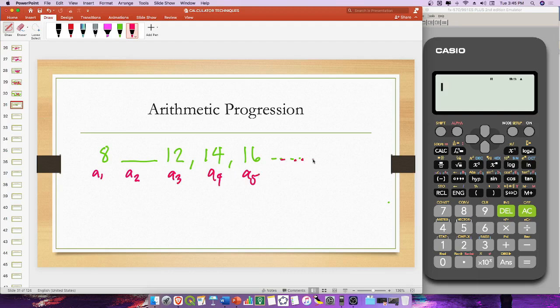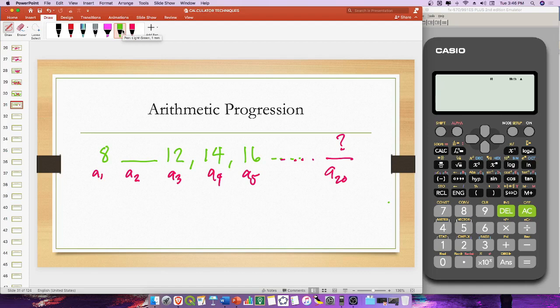So let's say I have 20 terms here. We don't know that term, the 20th term. We can easily solve for the 20th term if we know the common difference, right? So to solve this problem, let's say the problem will ask you what is the 20th term.